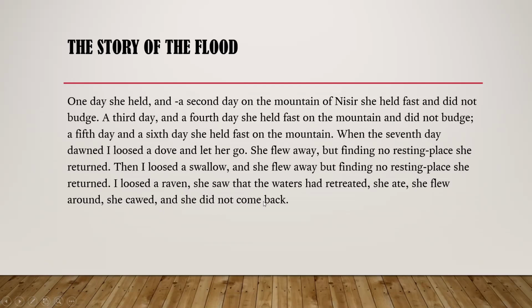So do you see, very similar to the story of the book of Genesis, but the only difference is, it seems to me, in the book of Genesis, the order is different. The raven was sent first, and the dove was sent away last. Yes, am I correct? Yeah, yeah. Like that.